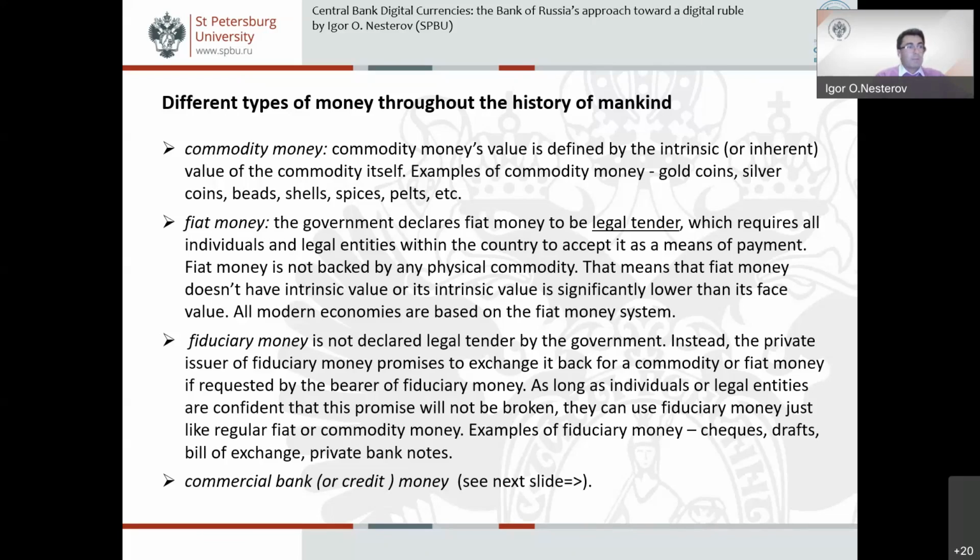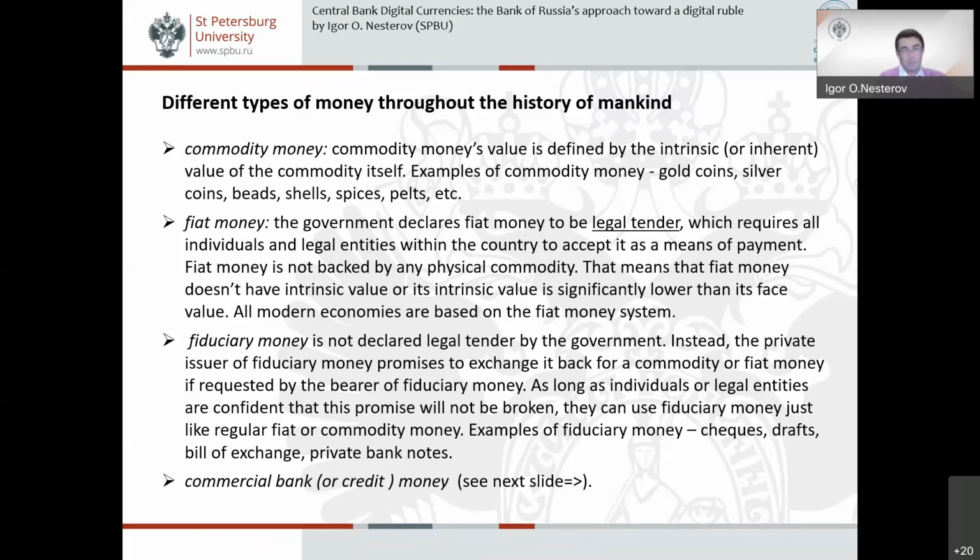Quite an important note is that fiduciary money is private money. It's not declared to be legal tender by the government, and fiduciary money is also evolving as technologies advance. So it becomes electronic and digital as well. And cryptocurrencies actually are examples of a modern form of private fiduciary money.